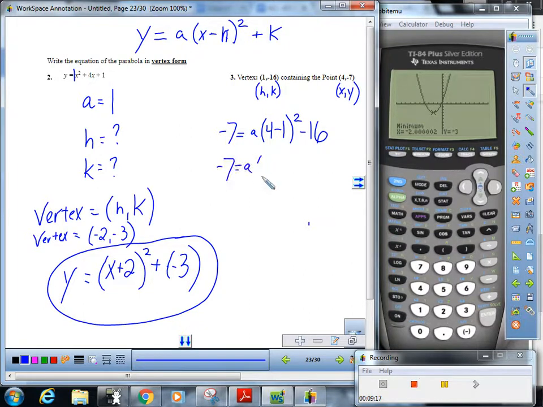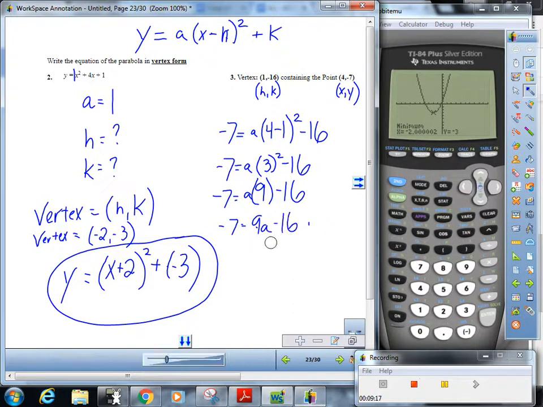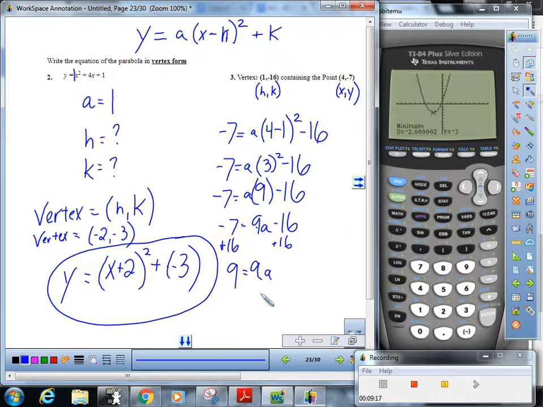Negative 7 equals A times 3 squared minus 16. Next is E, which stands for exponents. Okay? So let me rewrite this the way you're used to seeing it. Negative 7 equals 9. What is that? 9A minus 16. Next step. Add 16 to both sides. And you get 9 equals 9A. So what's A? A equals 1, as I predicted.